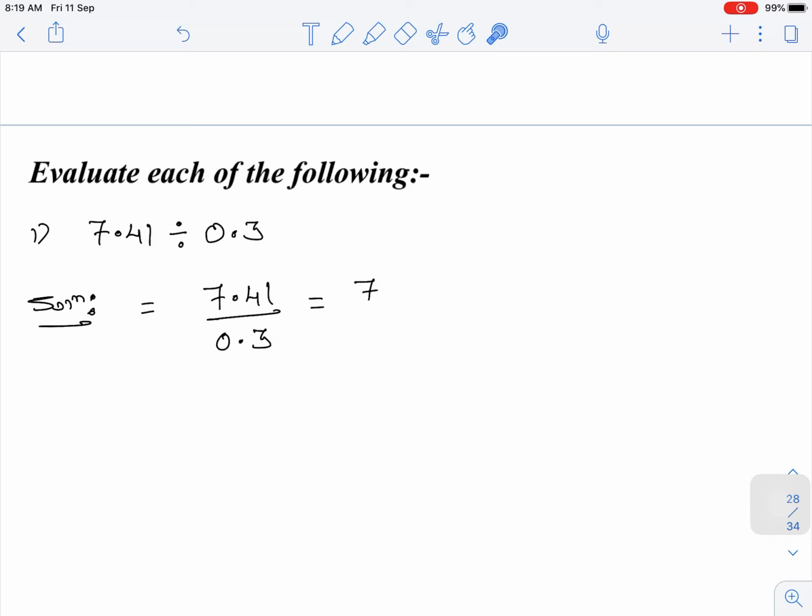So where was the decimal? Between 7 and 4. Now we will keep it between 4 and 1. So you will get 74.1 divided by, in the denominator the decimal was between 0 and 3. Now we move it to the right, so it becomes only 3. Now 3 is a whole number. So we have converted a decimal number to a whole number. The same procedure we have to follow when we divide a decimal by another decimal: every time we make the denominator a simple whole number. Now we can divide easily.